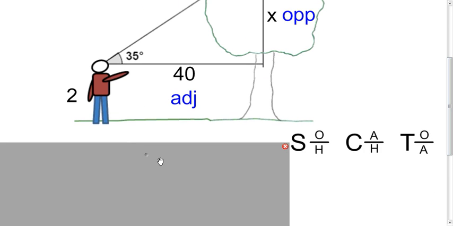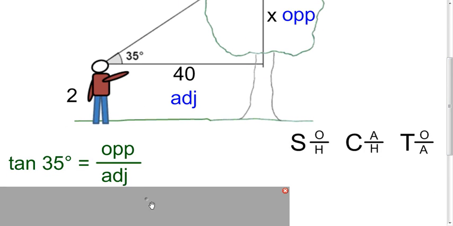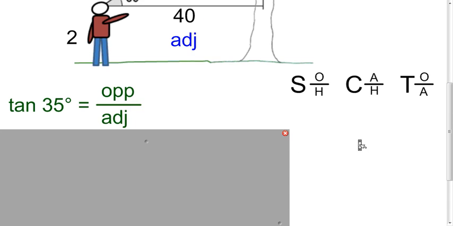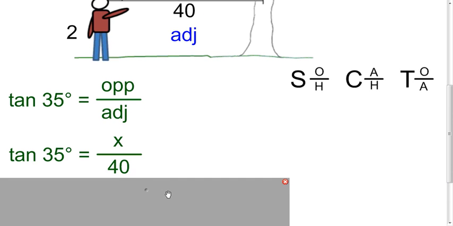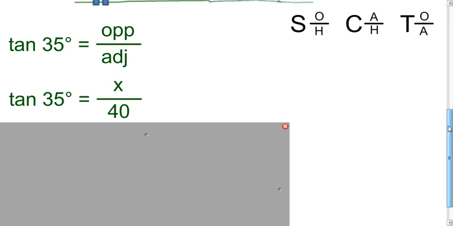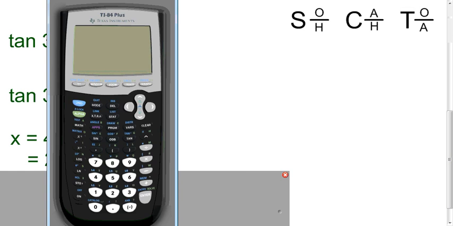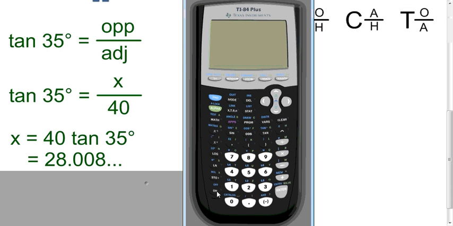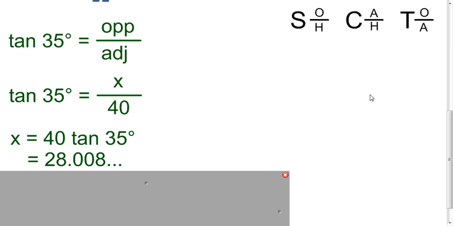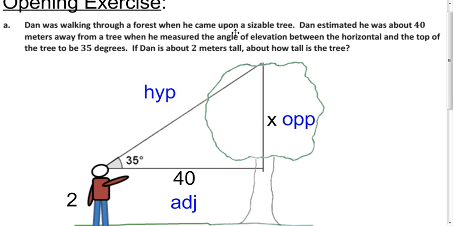All right, so tangent of 35 degrees, and the opposite over adjacent, that's x over 40. So we use the cross product, and we plug it in our calculator. Remember, make sure your calculator is in degree mode when you first turn it on. Press mode, down, down, right, enter, put it in degree mode. So 40 times tangent of 35 gives us about 28.